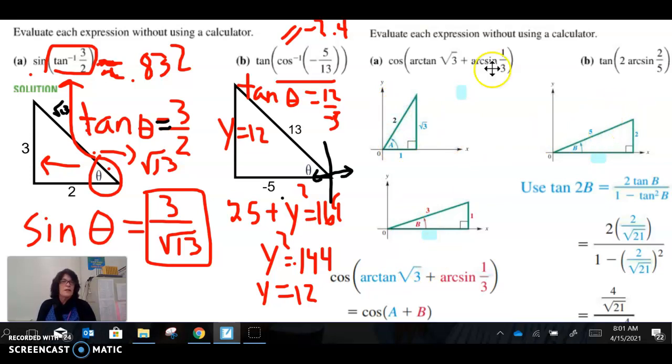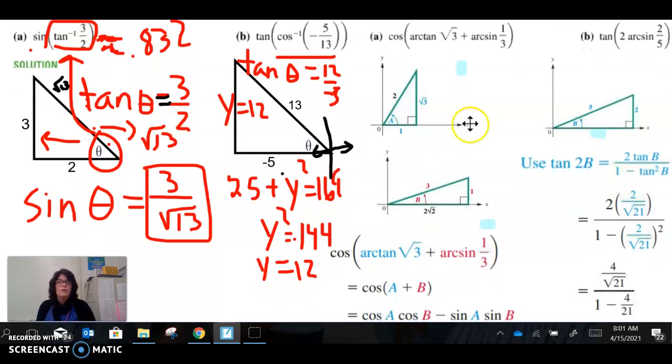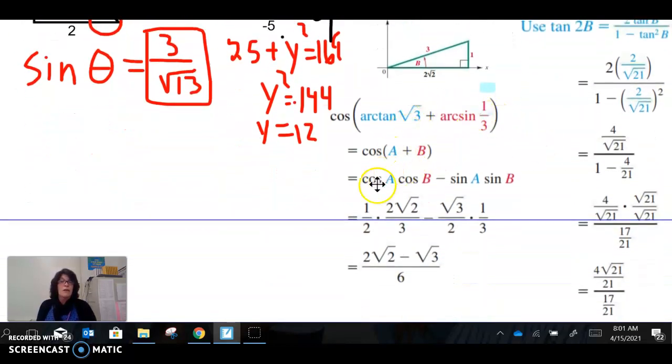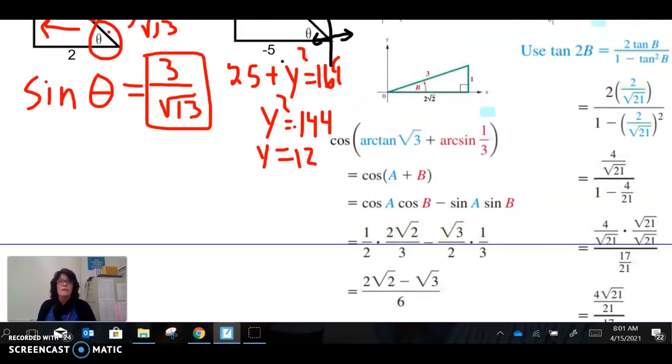Over here, I'm going to draw an angle that has a sine of 1/3. A sine that has opposite over hypotenuse is 1/3. Pythagorean theorem gives me 2√2 there. So now I know that I want the cosine of this angle plus this angle, so I'm going to use my cosine of a sum. Cosine of the first angle, cosine of the second angle, minus sine of the first angle, sine of the second angle, and then multiply those all together. You can just use your triangles.